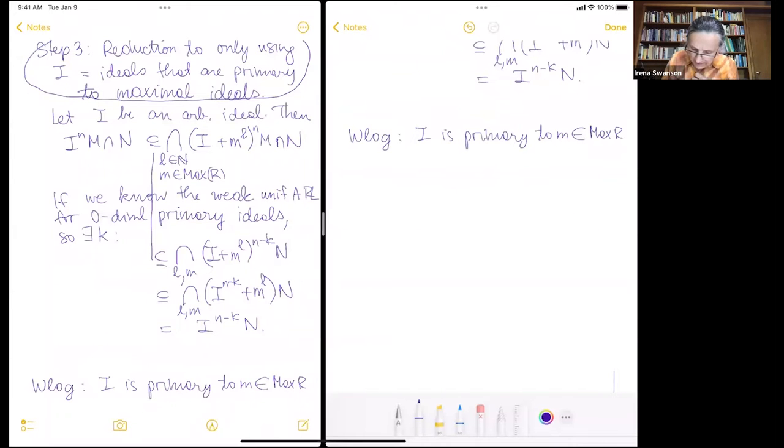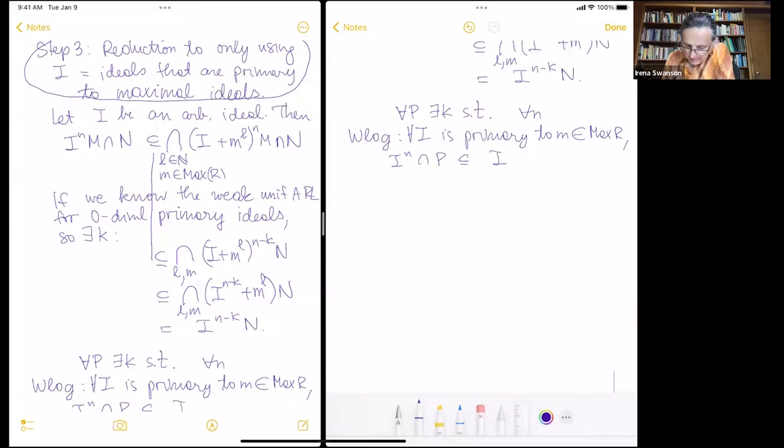Without loss of generality, we have to show that for all prime ideals P, there exists a K such that for all primary ideals that are primary to maximal ideals, I to the N, for all N, this is containing I to the N minus K P. Now, we may be tempted to say, well, why don't we just localize?